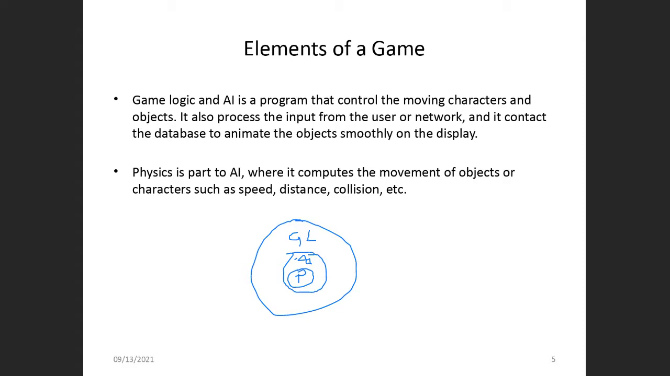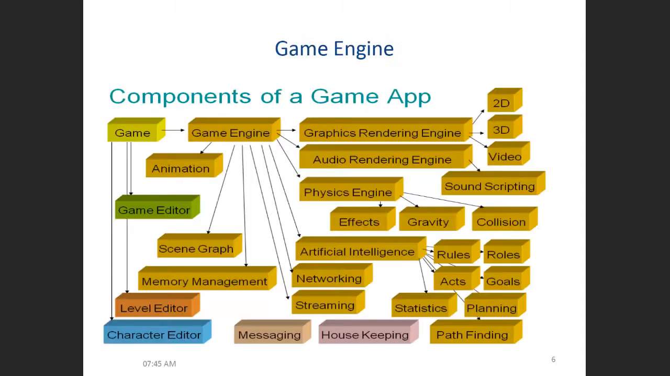So in physics, we compute the movement of objects or characters such as the speed, distance, collision, etc. That is important. Okay, so speed is one thing. It is going up, going down. It is going to touch another object. This is the collision, etc. This is part of physics and it is part of AI.